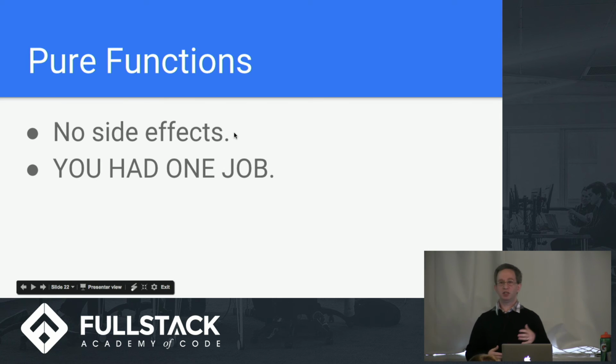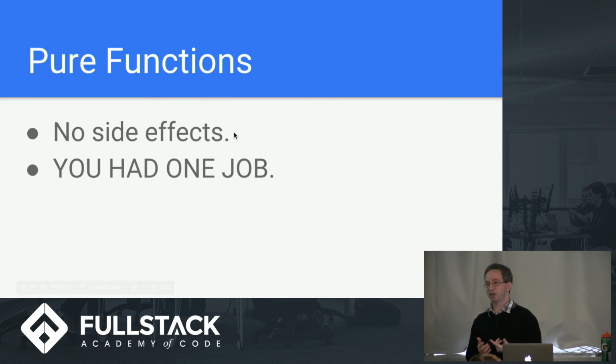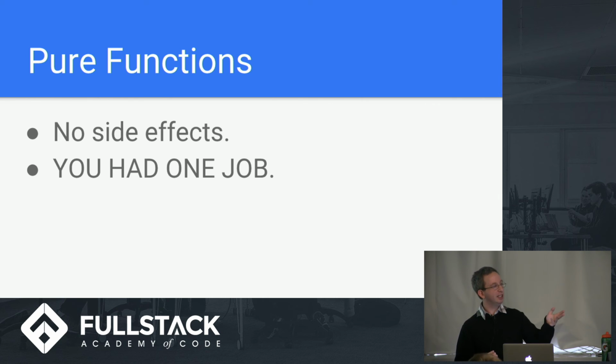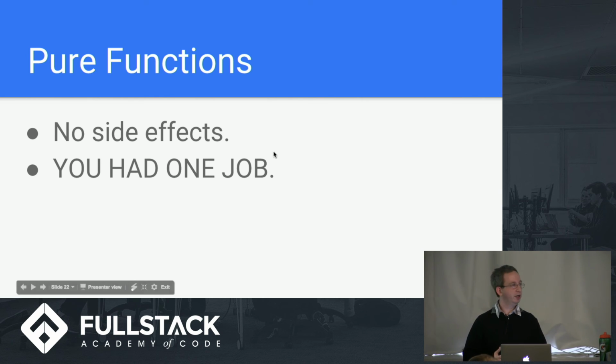So the three things that Redux took from Elm, pure functions, immutability, and single source of truth, are also very true in a diner. Everyone has one job in a pure function or in a diner, unless they're understaffed, I guess. That really matches one-to-one.